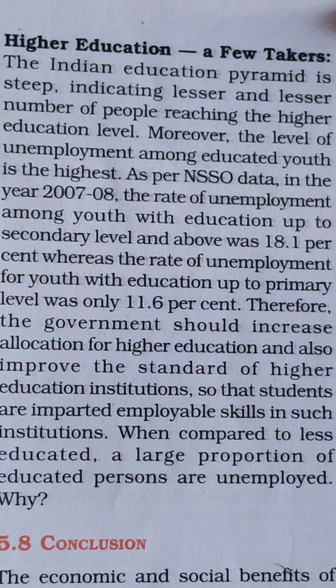Higher education of few takers. The Indian education pyramid is steep, indicating lesser and lesser number of people reaching the higher education level. Moreover, the level of unemployment among educated youth is the highest as per NSSO data. In the year 2007-8, the rate of unemployment among youth with education up to secondary level and above was 18.1%, whereas the rate of unemployment for youth with education up to primary level was only 11.6%.